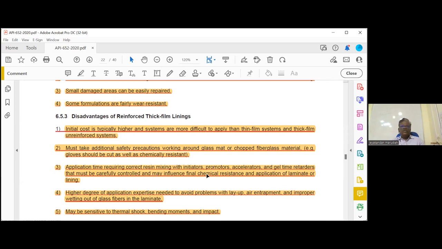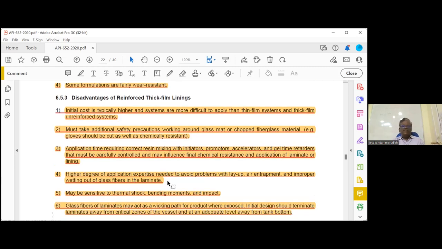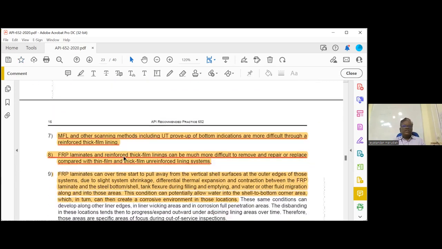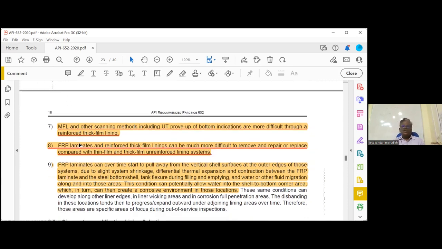Application time and curing with the promoter, so we have to give the cure time. Then a higher degree of expertise is needed to avoid voids in the layup, so we need expert people for this. Highlight the 7. MFL and other scanning methods including UT are more difficult through a thick reinforced lining, because MFL is very difficult to do and for UT we have to remove it. FRP laminates and reinforcement can be much more difficult to remove and repair or replace compared to thin film and thick film. So FRP is very difficult to remove.